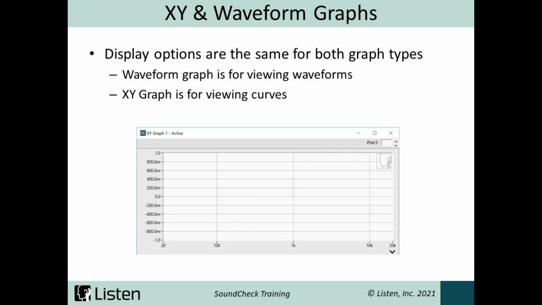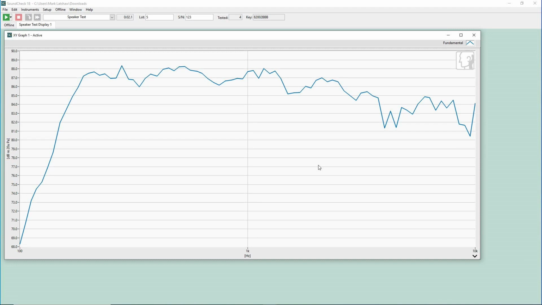Waveform graphs will only view waveforms. Usually these are time-based. XY graphs are for viewing curves. But when we look at these in SoundCheck, remember any setting can be applied to either graph type. So here, we're looking at a fundamental, which is a curve, displayed on an XY graph, with mostly default settings.